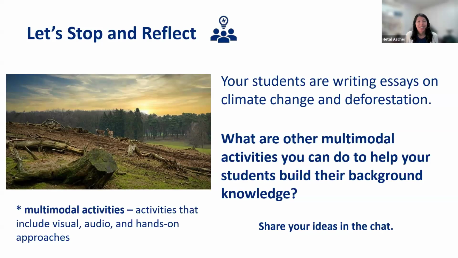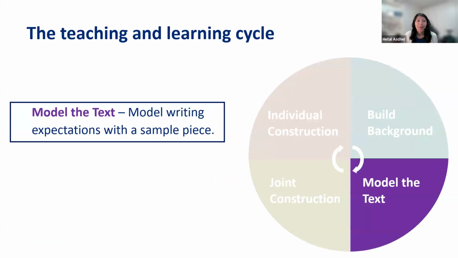Thank you so much. So now that we've finished background building, the next phase of the teaching and learning cycle that we'll look at together is called modeling the text. And in this phase, the teacher and the students look at an example text together, and we clearly show students the type of writing we notice and what we expect, language we might expect for the type of text we're teaching.